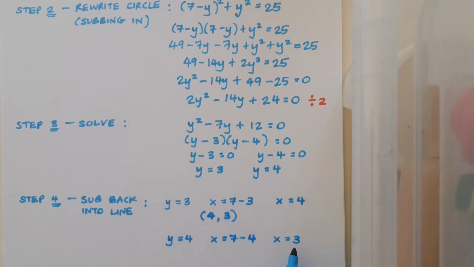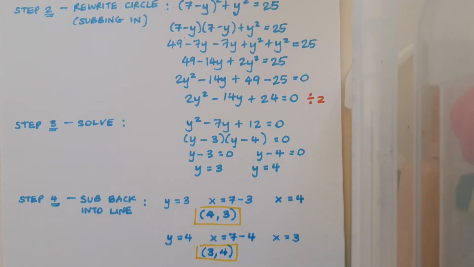And then again, I put my x and my y values together to make the point. And now here I am, job done. I have 2 points, 4, 3 and 3, 4. And those are the points at which the line cuts through the circle.